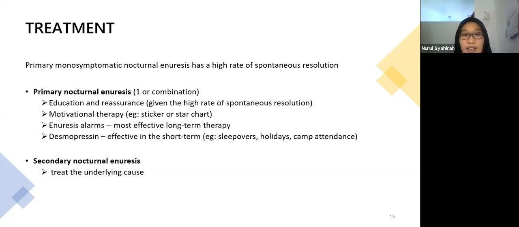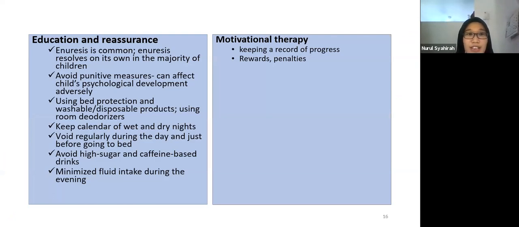Okay, for secondary nocturnal enuresis, we must treat the underlying causes as stated just now. So for education and assurance, we must educate the parents that enuresis is common and it can resolve on its own in the majority of children. So advise the parents to avoid punitive parenting measures because they can affect the child's psychological development. And use bed protection and washable or disposable products, so it is easy for the parents to clean if the child has bedwetting.